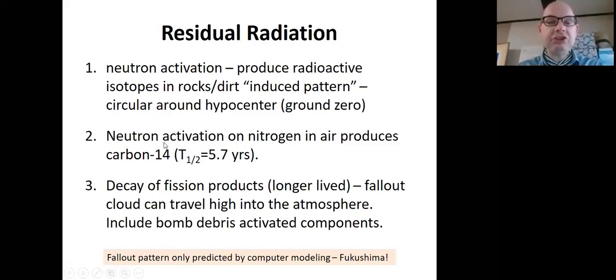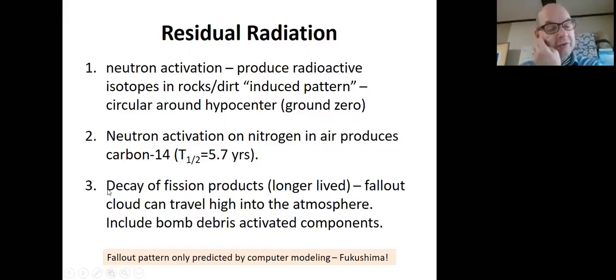You get residual radiation, which can be due to something called neutron activation, which can produce radioactive isotopes in the rock or dirt. So basically, what happens? You get the neutrons that are released from the fission explosion, and these neutrons change the material itself, the rocks and so on, and make the rocks themselves radioactive. You can also get neutron activation on nitrogen in the air, and it produces carbon-14, which is of course also dangerous because you can inhale it and so on.